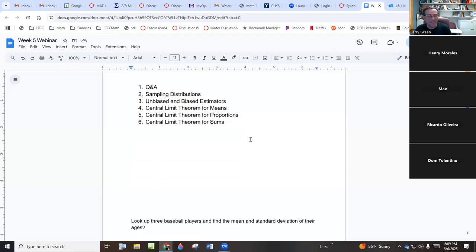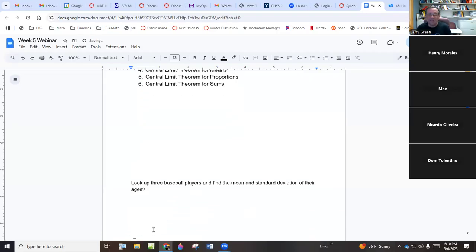Let's go ahead, I have something for you to do. I want you to go online and look up the ages of 3 baseball players and find the mean and standard deviation of their ages. By the way, if you have a favorite baseball player, type how old is that player into the Google line, and it'll tell you immediately. The easiest way is to grab 3 baseball players, ask the computer how old they are, and it'll tell you.